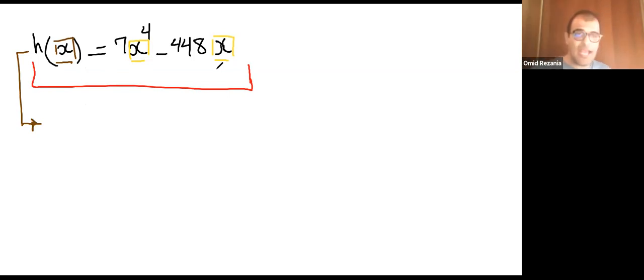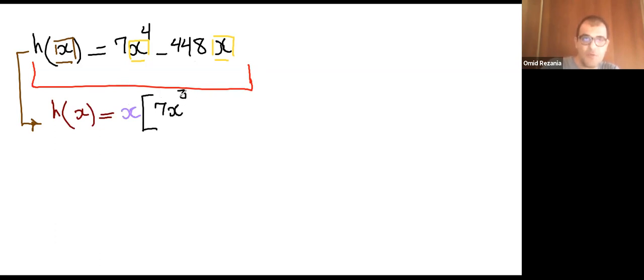Look at that. I have the x, which is the common term within these two terms. Then I can write h of x like that. I can factor out x. Then I write it this way: it's going to be 7x cubed minus 448. Okay, I just factorized out x, and the function is expressed like that.